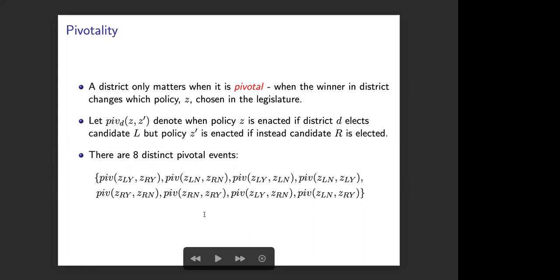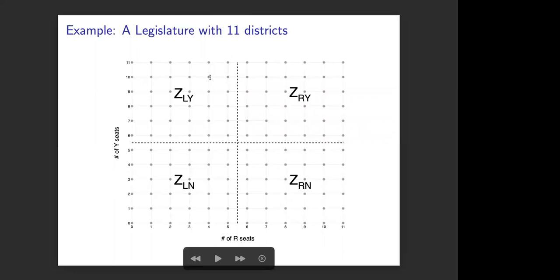And I'm going to show you a picture again, because I think that makes it a bit clearer rather than trying to think how all of these things work. So here's an example of a legislature with 11 districts. It's broken up into 4, where on the x-axis you have the number of seats for the right party, and on the y-axis you have the number of seats for pro-reform, for yes. In the top left, you've got a majority for left and yes, so therefore that's implemented. Similarly in the 4 other quadrants. It's just telling you what the policy will be, and that's for an example of a legislature with 11 districts.